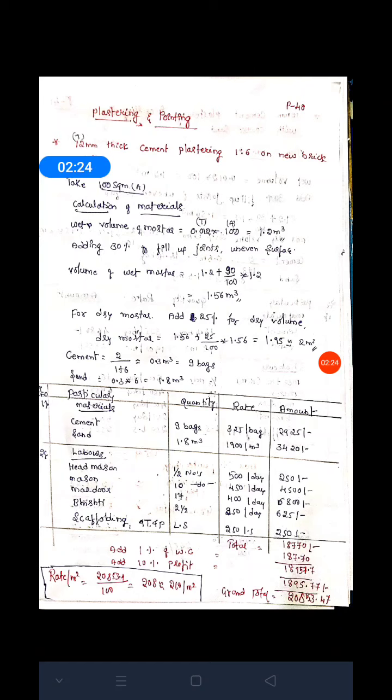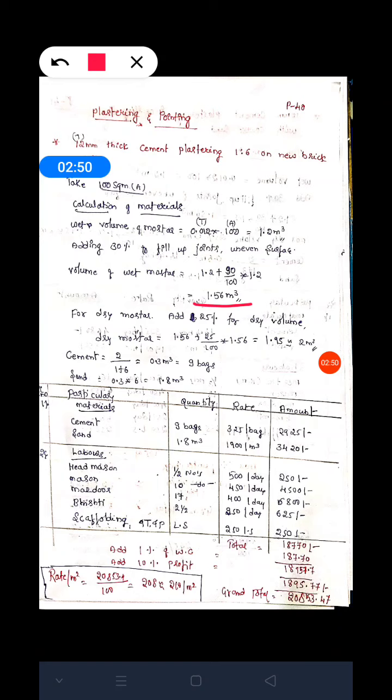After adding the 30% extra, the wet volume of mortar equals 1.2 plus 30 divided by 100 into 1.2, and we got 1.56. Here is 1.56 we got. Then for dry mortar we need to add 25% extra. So why do we need to add 25% extra for dry mortar?